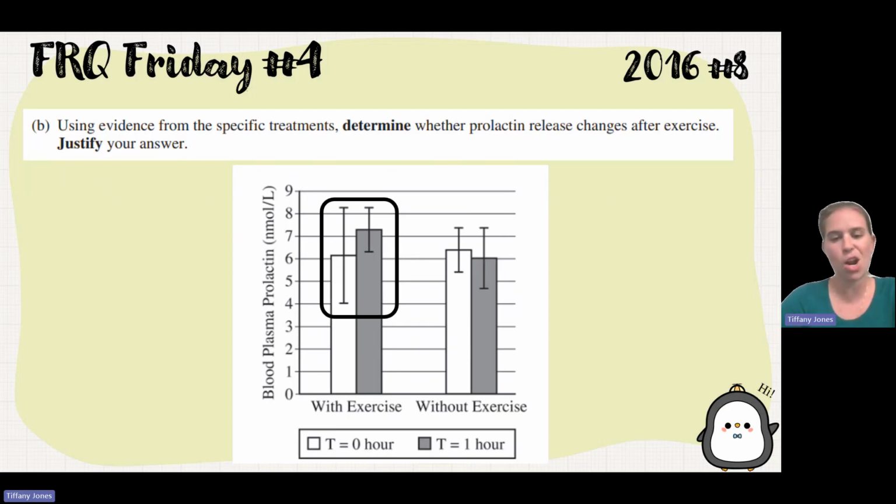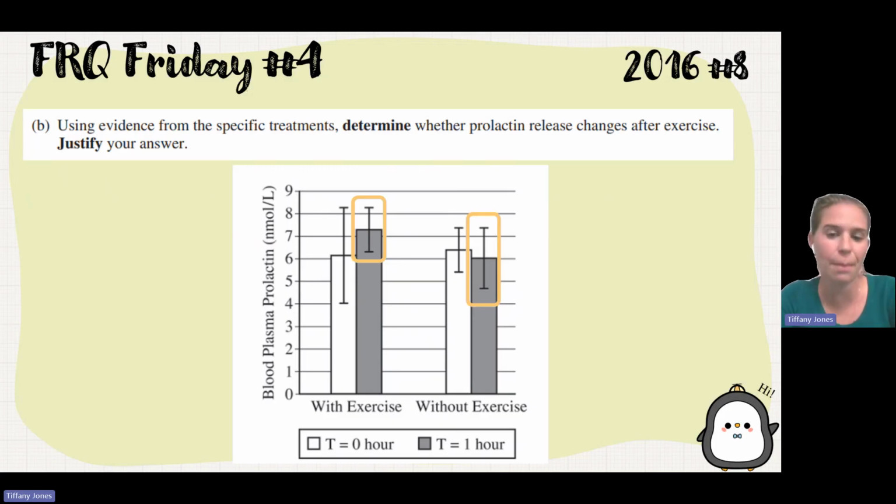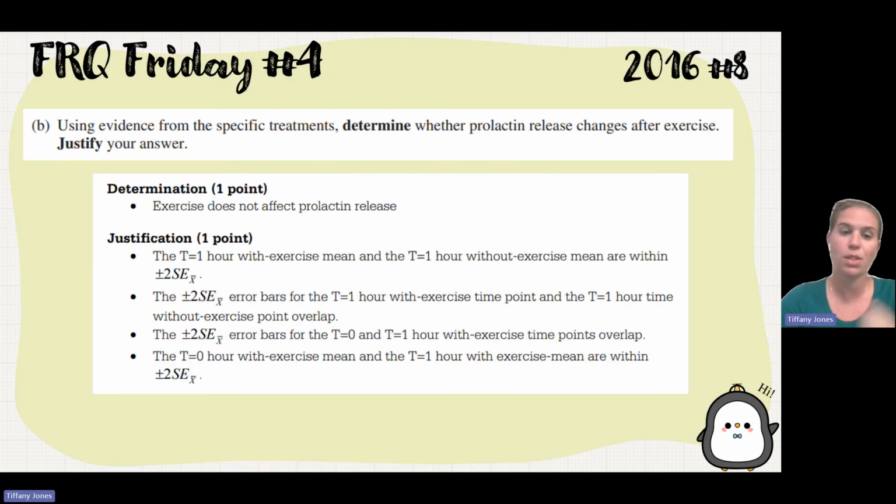But the problem is these error bars are overlapping. And because the error bars overlap, our data is not statistically significant, which means that, nope, prolactin does not increase with exercise. We could also look here at our with exercise 1 hour and our without exercise 1 hour. Again, you see with exercise, there's a higher prolactin level. But again, error bars overlap. And because the error bars overlap, the data is not statistically significant, so we cannot say that exercise increases prolactin levels. And so that is where they were going with that. You had to say the exercise does not affect it, and you had to be very specific on which error bars you use for your justification.